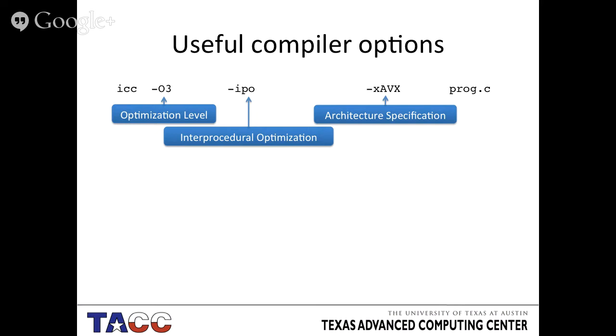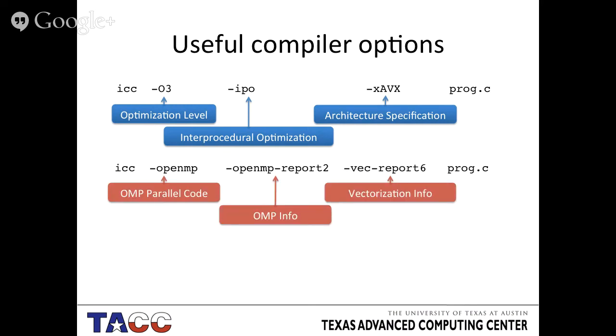Then there's an architecture specification, -xAVX, which is the highest level of extended instructions that the Sandy Bridge in Stampede supports, or that you could change by -xhost, and it would have the same effect. It would look at the chip ID and choose the highest possible instruction set, the more advanced instruction set supported by the processor. By the way, I'm using the Intel C compiler for the example, but these options remain the same for both Fortran and C++. If you're running threaded code, with Intel, you would have to use the -openmp flag. With GCC, you would have to use -fopenmp.